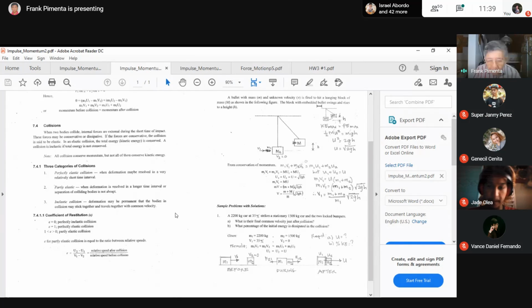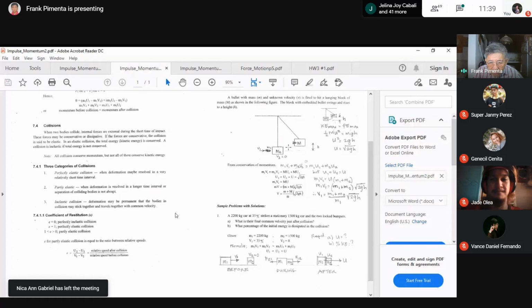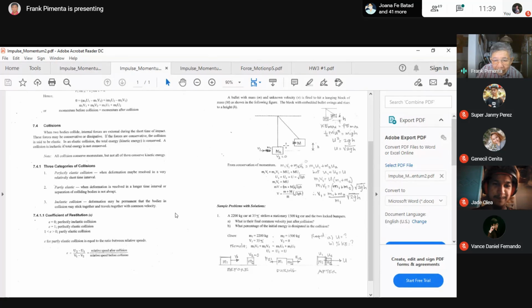So we can say also that at any point here, for example, between this point and this point, merong point A dito, we have also the energy equation equal to the kinetic energy here plus the potential energy here is equal to the maximum kinetic or maximum potential energy here. So that is how to establish the equation.